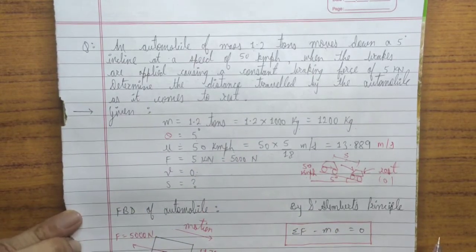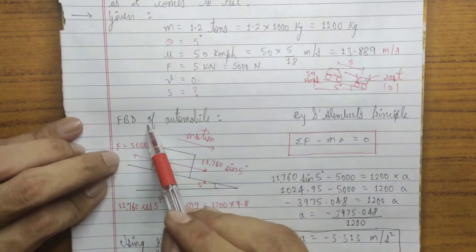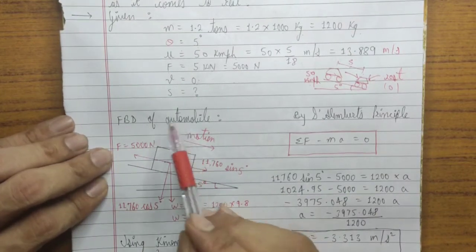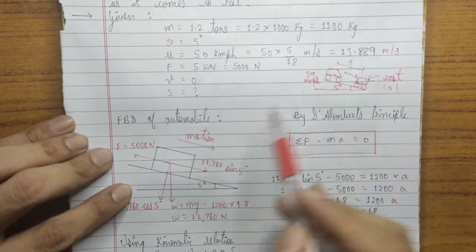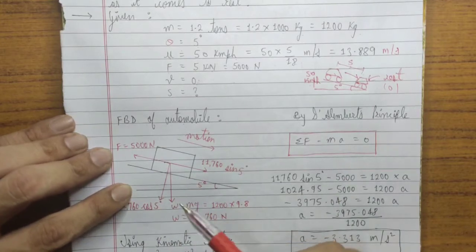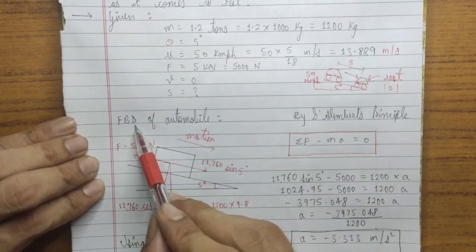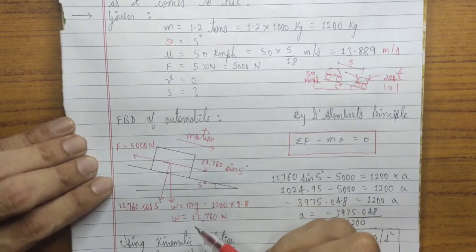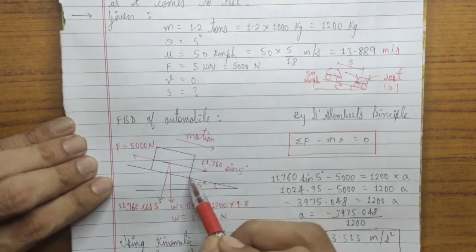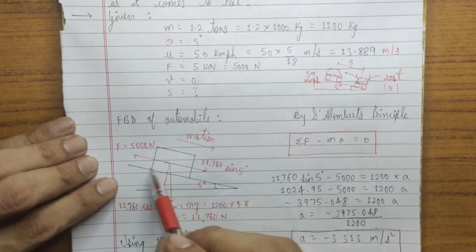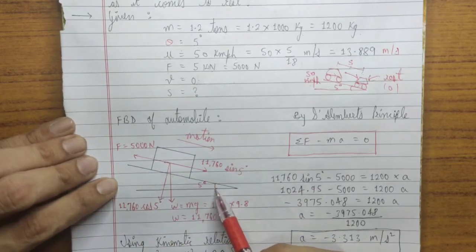So let us first draw the FBD of the automobile. Okay, so for drawing FBD I have considered this vehicle to be a square box. Okay, and we all know how to draw this free body diagram. So let us see which are the forces which are acting. Initially this is the body in the form of a block which is on an inclined surface which is inclined at an angle of 5 degrees.